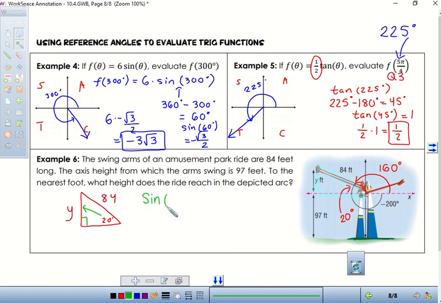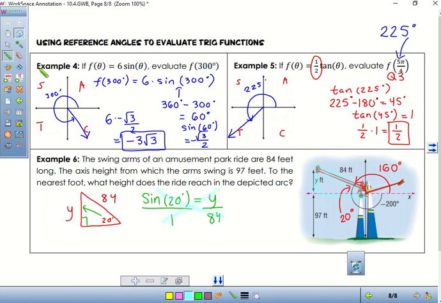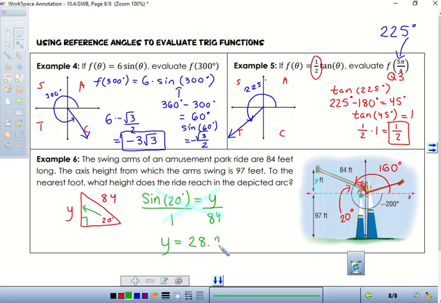Sine. Sine of 20 degrees is equal to opposite over hypotenuse. We put this over 1. We cross multiply. And we get y equals 84 times sine of 20, which would be approximately 28.7 feet. So y equals 84 times sine of 20? Correct. So this distance right here is 28.7 feet.